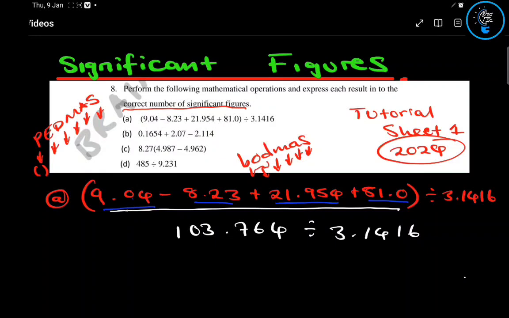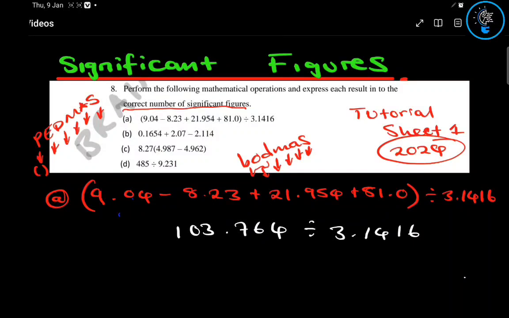So this factor has 3 significant figures. This one has 3 as well. This one has 1, 2, 3, 4, 5. It has 5. And this one has 1, 2, 3. Remember, there's a decimal point, so the trailing zero is significant. So it's 3. Oh, by the way, it's addition and subtraction, so we don't consider significant figures, but we focus on the decimal places.